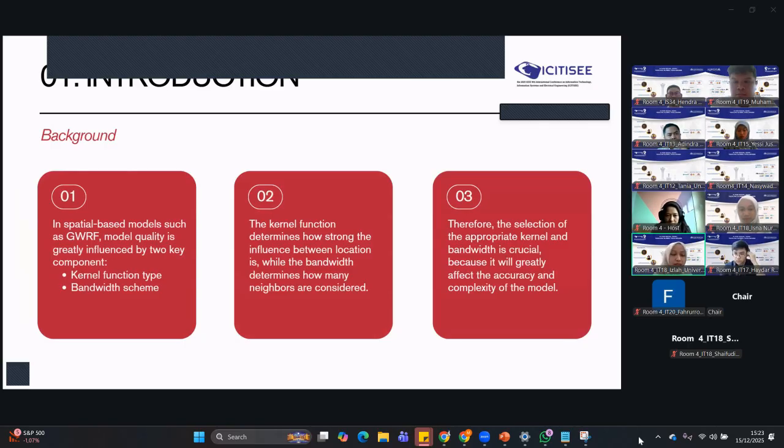So the first one is the background. In spatial models such as GWRF, model quality is greatly influenced by 2 key components. The first is kernel function type, and the second is bandwidth scheme. The kernel function determines how strong the influence between locations is, while the bandwidth determines how many neighbors are considered. Therefore, the selection of the appropriate kernel and bandwidth is crucial because it will greatly affect the accuracy and complexity of the model.